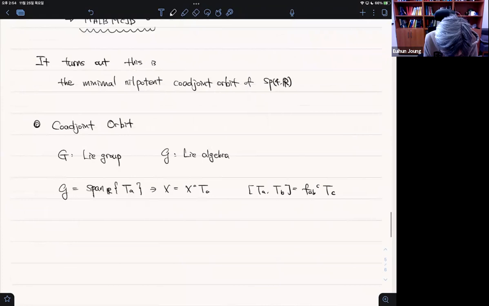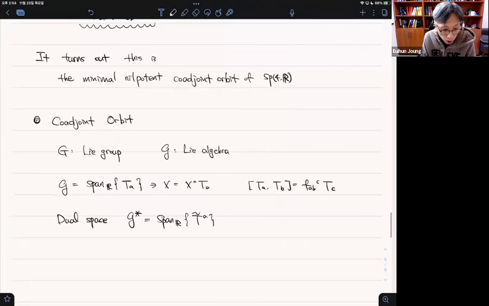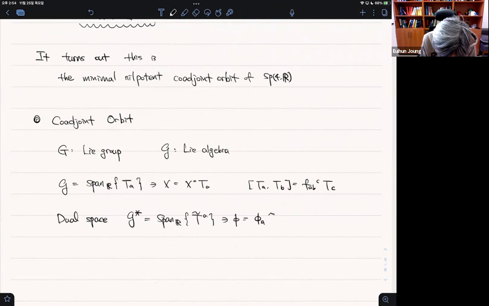Then what we can do is consider the dual. That's why coadjoint: the dual space, g star. This is nothing but spanned by the dual basis, which I call like this, and whose element is again expanded by these coefficients. Any element in this vector space I will denote by phi. And this dual basis is simply given by the dual map, delta_AB, this bracket.